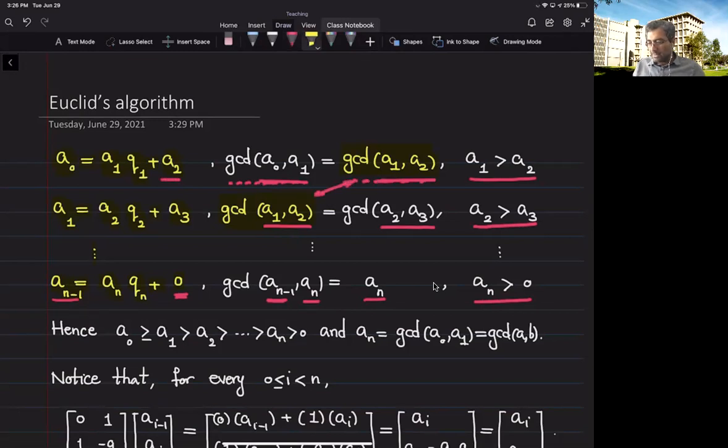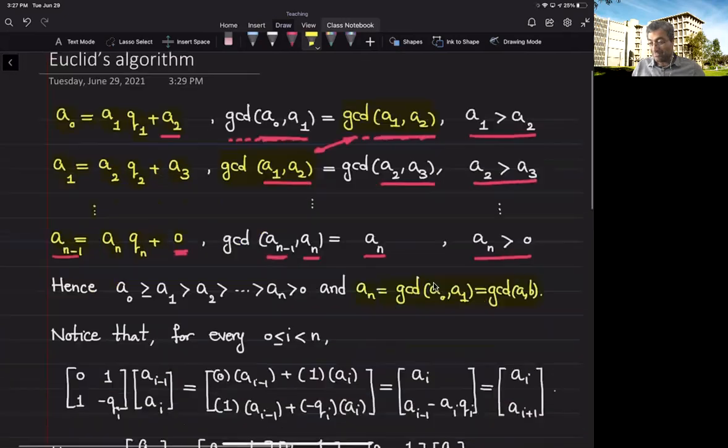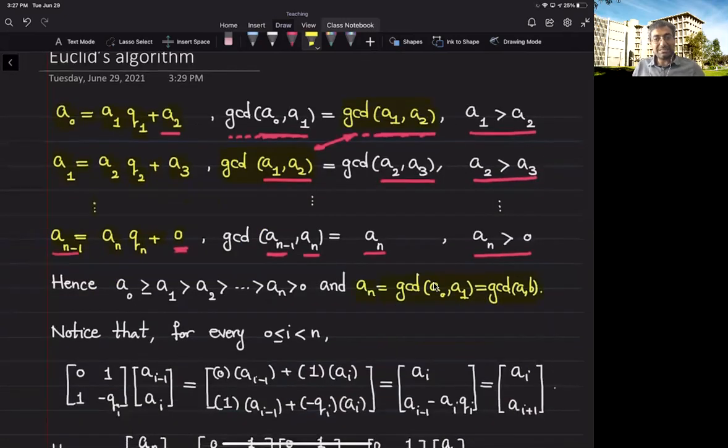This means that A sub n is GCD of the first pair, and the first pair is just A and B. So A sub n, the last positive number that we get through this process, is precisely GCD of A and B. So in this process, we end up getting a strictly decreasing sequence of integers, and the last non-zero entry is the GCD of A and B. Okay, so that's Euclid's algorithm.